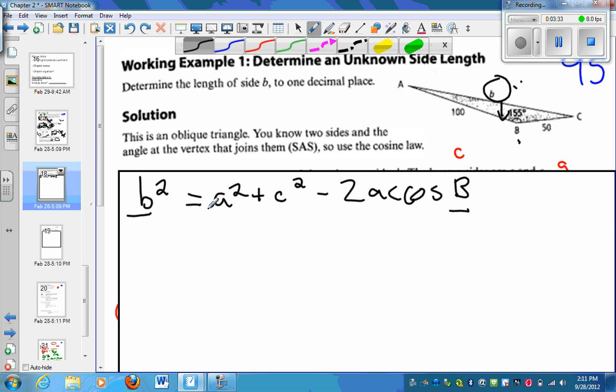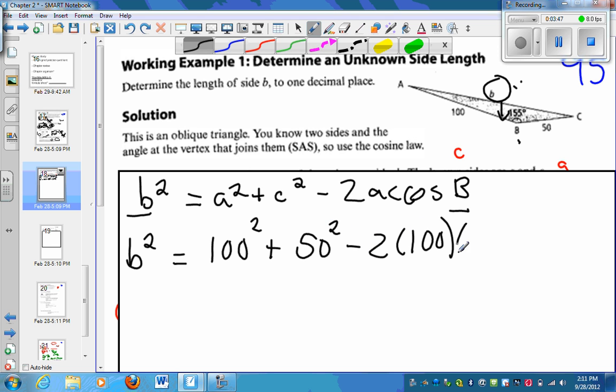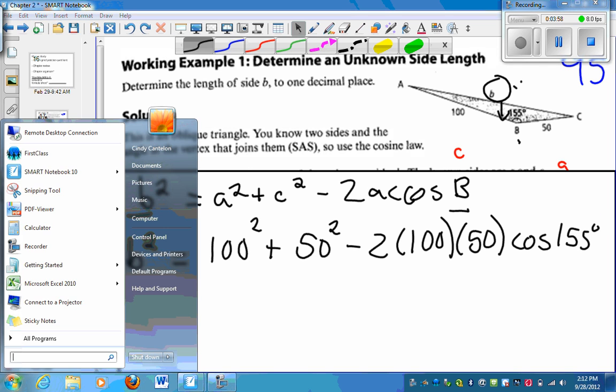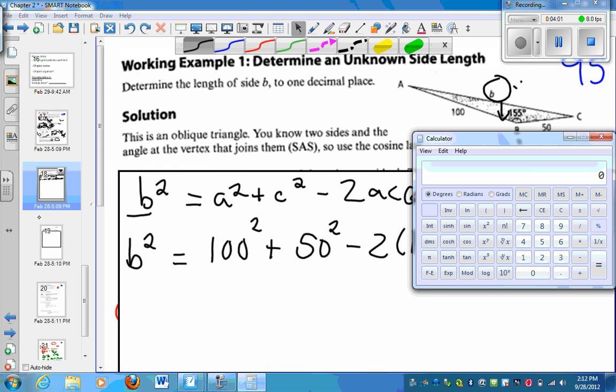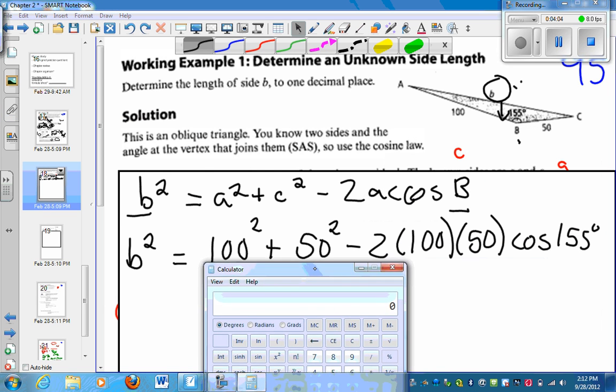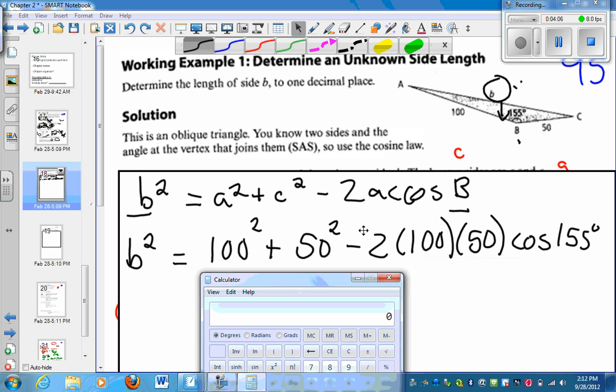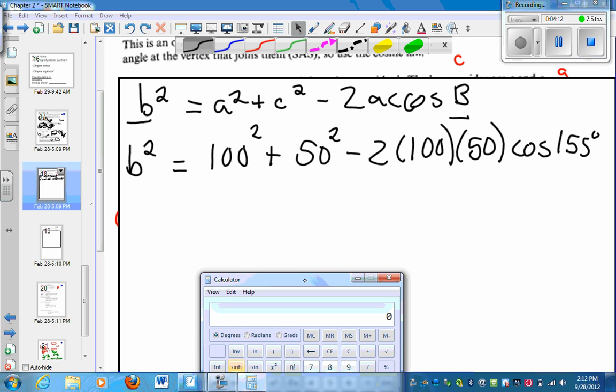Okay, I'm going to sub in what I know. b squared is what I don't know. a, I'm going to say is 100 squared, plus c is 50 squared, minus 2 times 100 times 50 times the cos of 155. Okay. Now to do this, I'm going to get my calculator out. And my calculator on here might be slightly different than the calculator you use. Okay, but I'm going to do all of this stuff first, and then I'm going to add these two things onto it, just my order of operations. That makes sense to me.